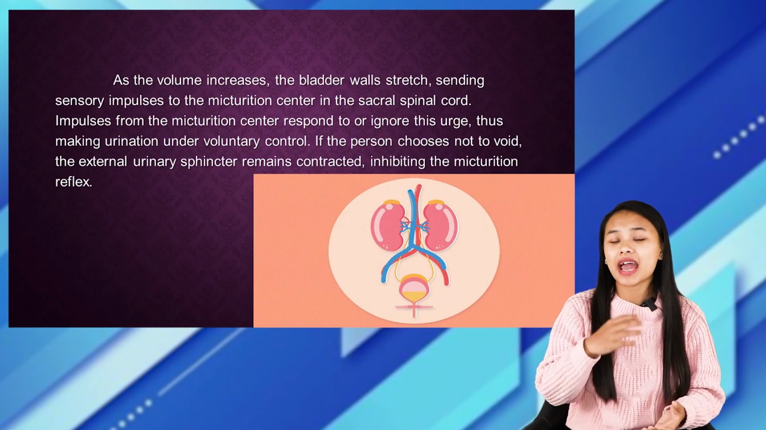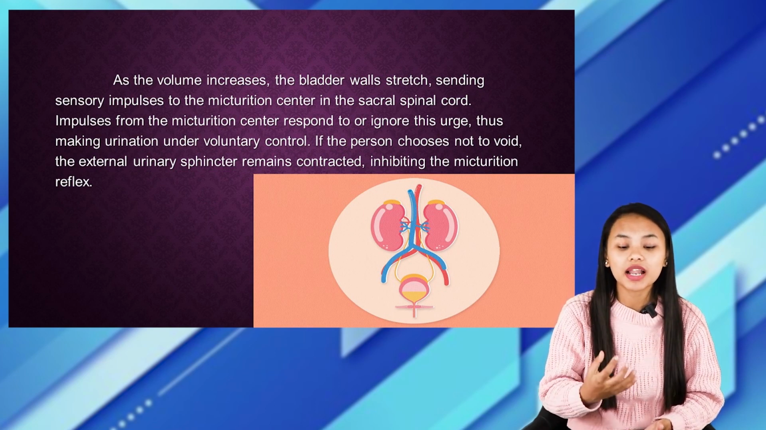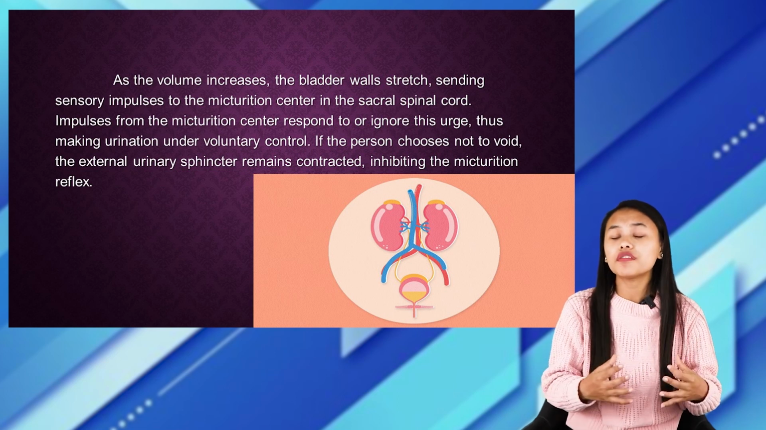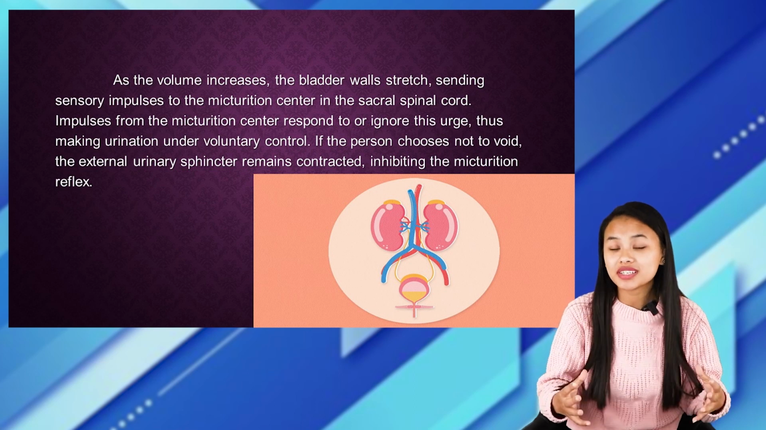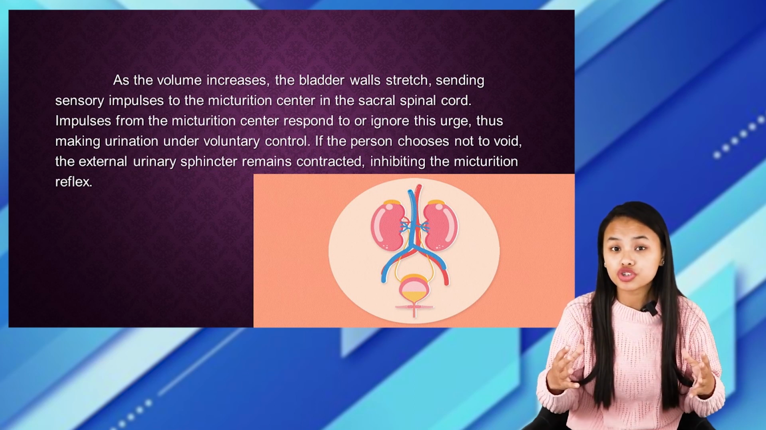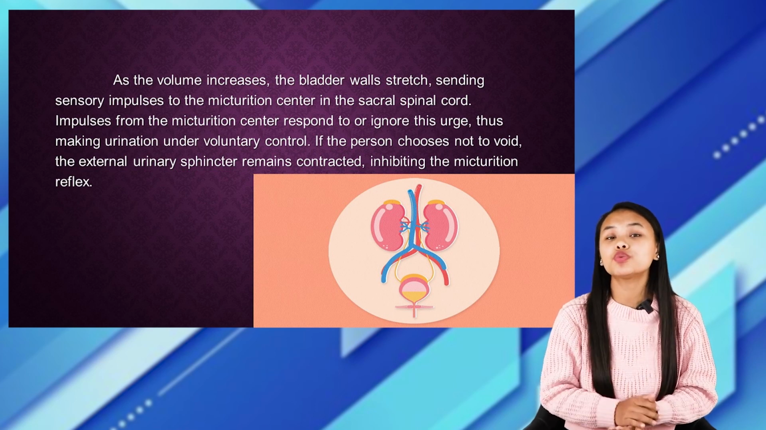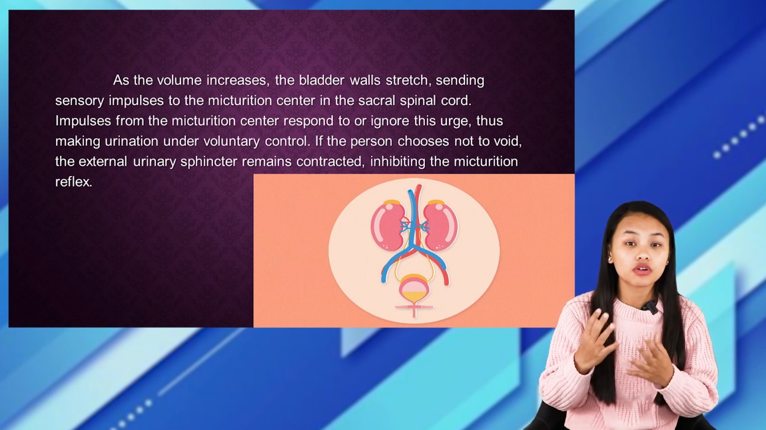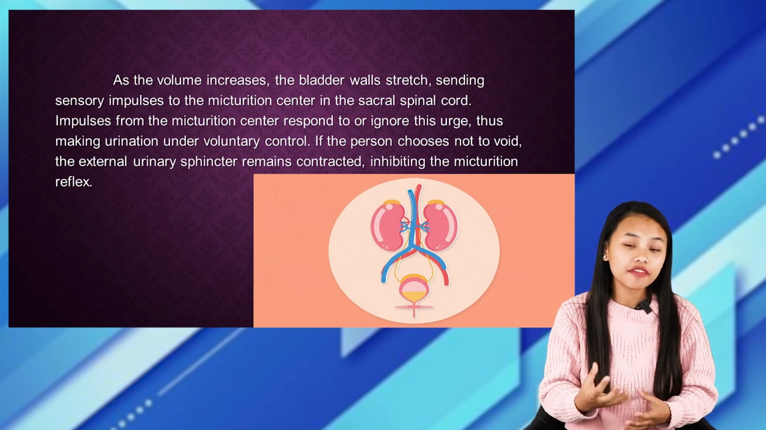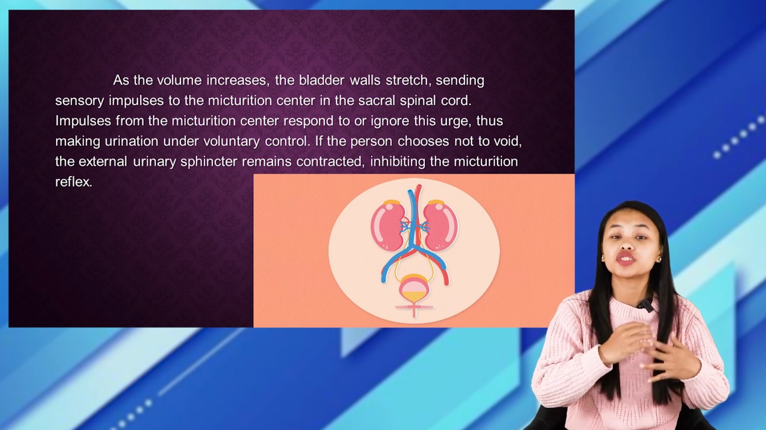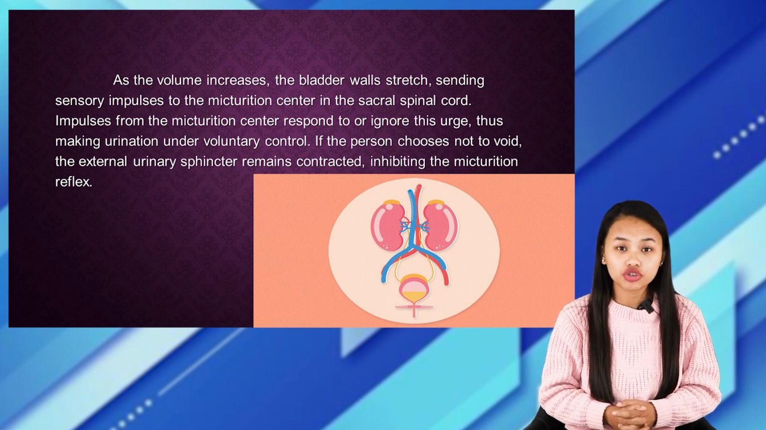As I've said, an individual will start getting the desire to urinate as soon as the bladder contains a small amount of urine. However, if he does not urinate at that point, then as the volume increases, the bladder wall will stretch, and this sends sensory impulses to the micturition center, which is located in the sacral spinal cord. It then becomes the responsibility of the impulses sent from the micturition center to either respond to or avoid this urge, thus making urination under voluntary control.